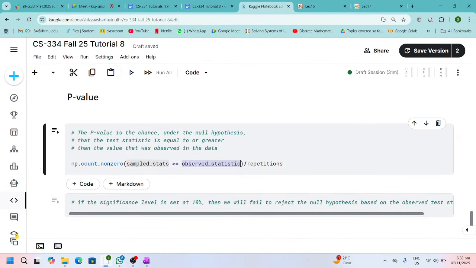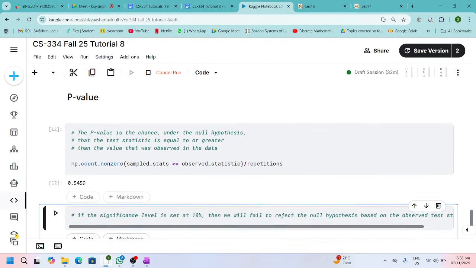Sample stats greater than or equal to observed statistic. ये चीज मुझे ट्रू या फॉल्स रिटर्न करेगी. मैं ट्रू का काउंट डिटरमिन कर रही हूँ. This is an NP function. I count the non-zero values returned over here and then I divide it by the total number of repetitions, which was 10,000.